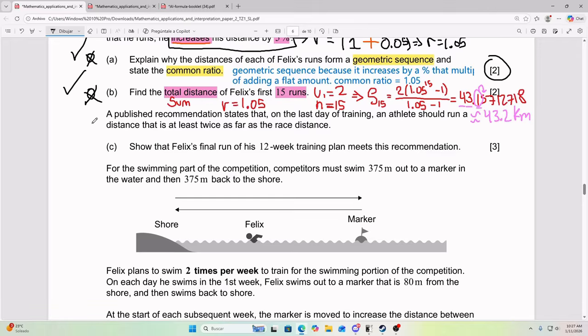Then they tell us that a published recommendation states that on the last day of training, an athlete should run a distance that is at least twice as far as the race distance. So watch out: last day of training, an athlete should run a distance that is at least twice as far as the race distance. All of that being said, for part C, we need to show that. And watch out, any "show that" exercise means that all of this is true.